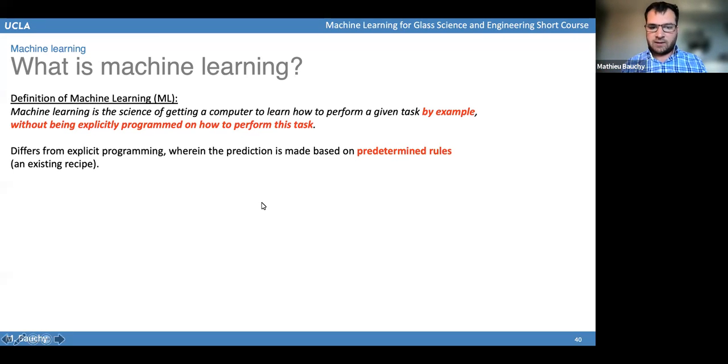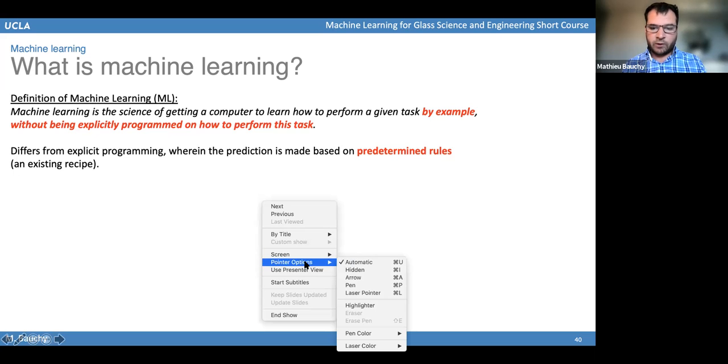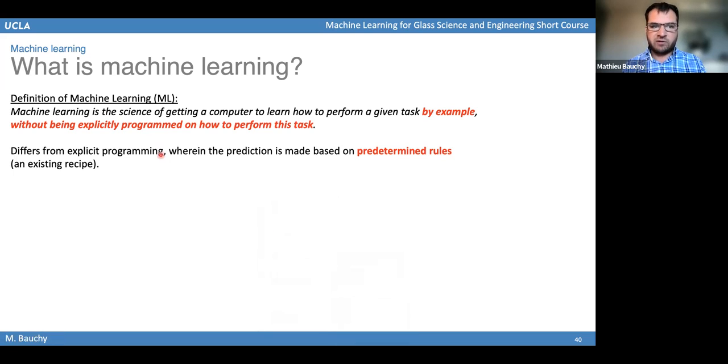So what we discussed yesterday, the point at which we stopped, was to define what is machine learning. And so we define it as follows. We say that machine learning is the science of getting a computer to learn how to perform a given task by example, without being explicitly programmed on how to perform this task.